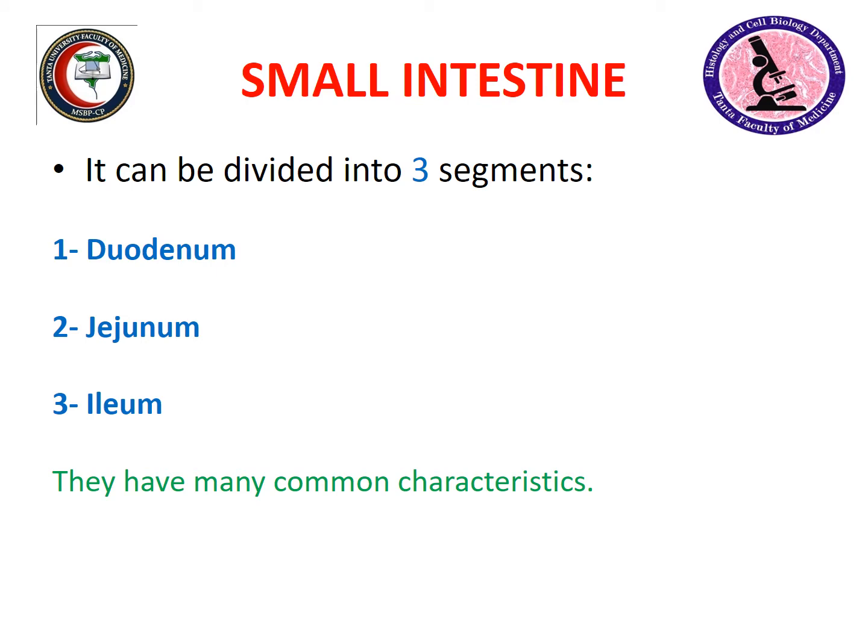إن شاء الله النهاردة هنبدأ كلامنا عن small intestine. The small intestine is divided into 3 segments. The first segment after the stomach is duodenum, then jejunum, then ileum. They have many common characteristics.